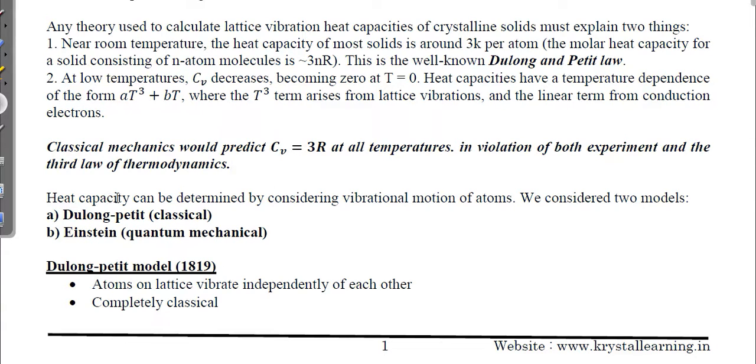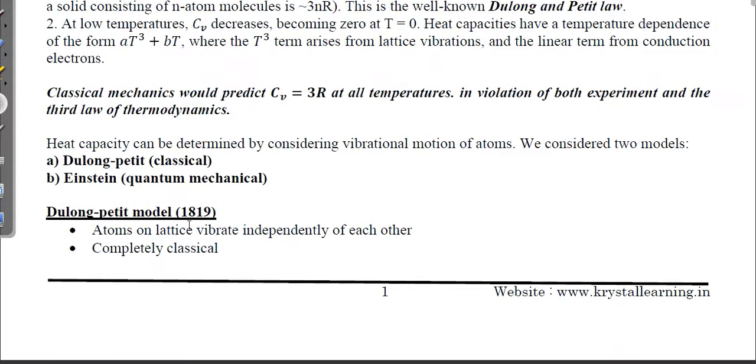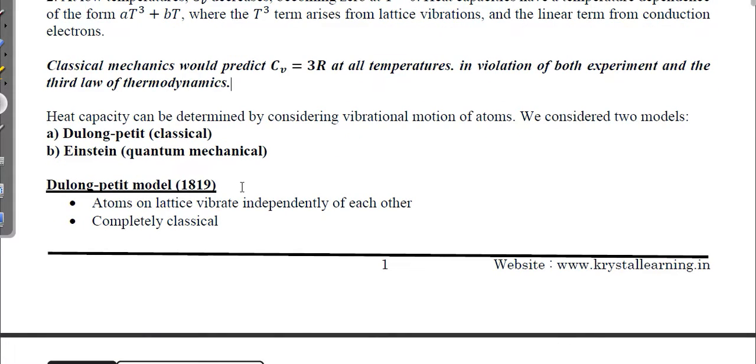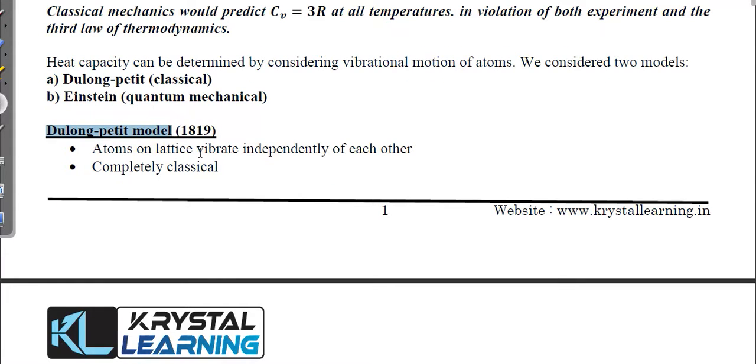So we will see how heat capacity has been derived by the scientists from the start. We consider here two models in the beginning: Dulong-Petit, which is the classical model, and the Einstein model, which is based on quantum mechanics, that is, a quantum mechanical model. Just see the history, the time of the invention of this law. The Dulong-Petit model was given in 1819. Okay, they treated atoms on a lattice as vibrating independently of each other.